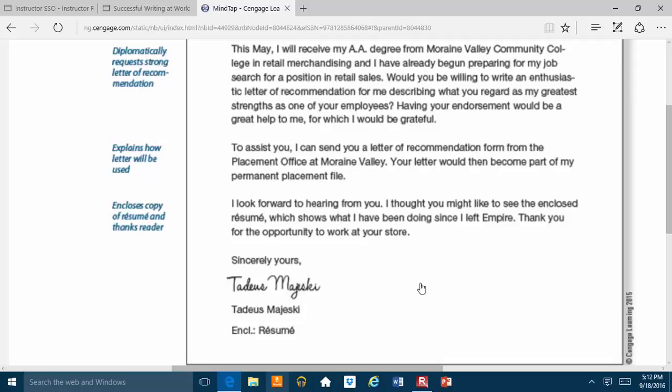And you want to make sure, this is really important, you want to make sure that you enclose your resume. Again, you want that individual that you're seeking the letter of recommendation from to remember you and to understand what you've been up to. And your resume should provide an overview of that. Your resume should indicate what you've accomplished, what you've done, what you've been up to.